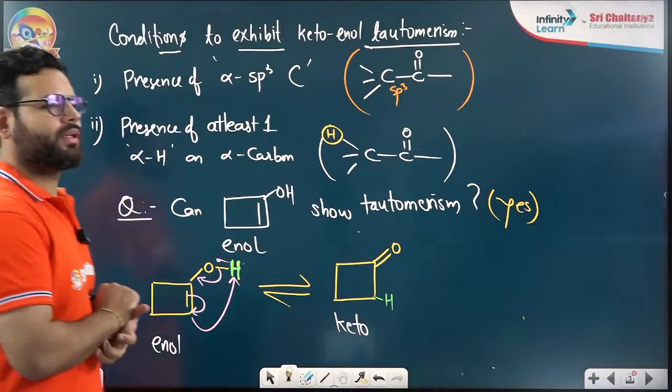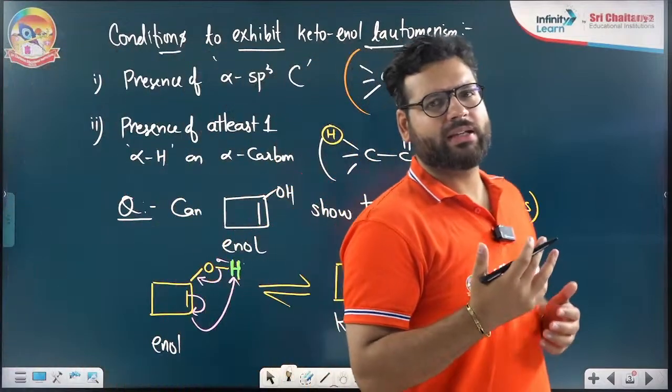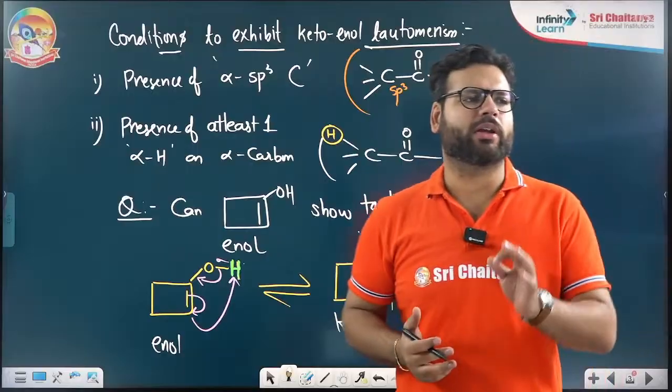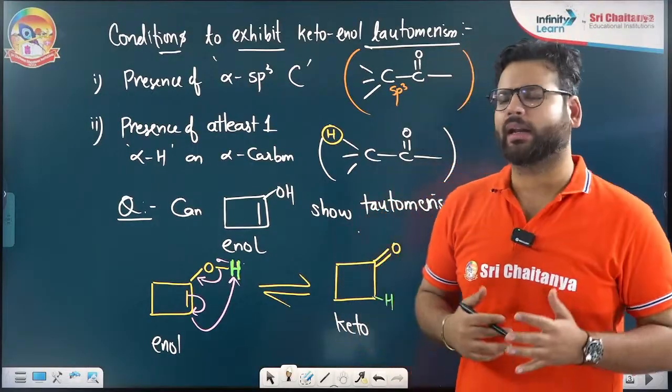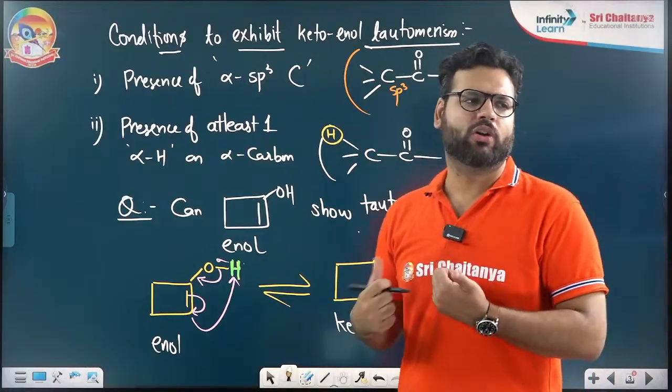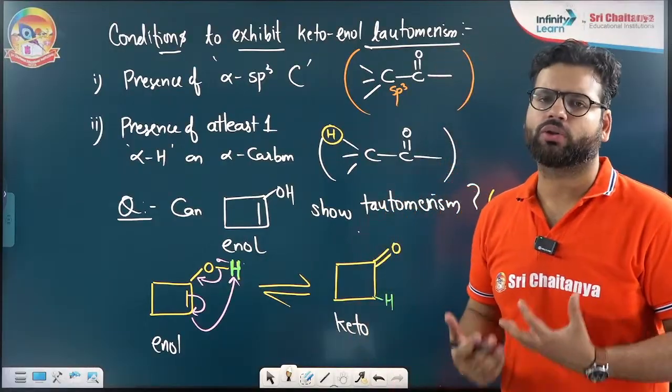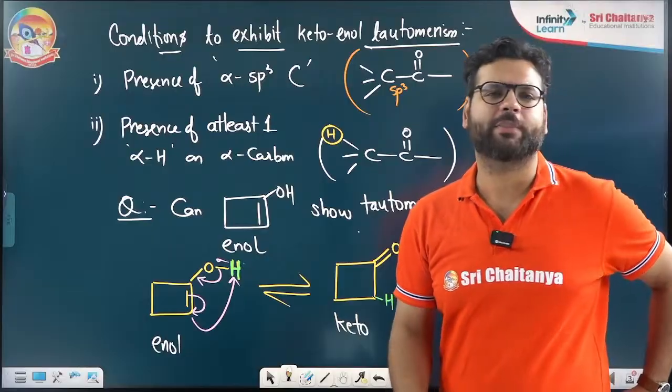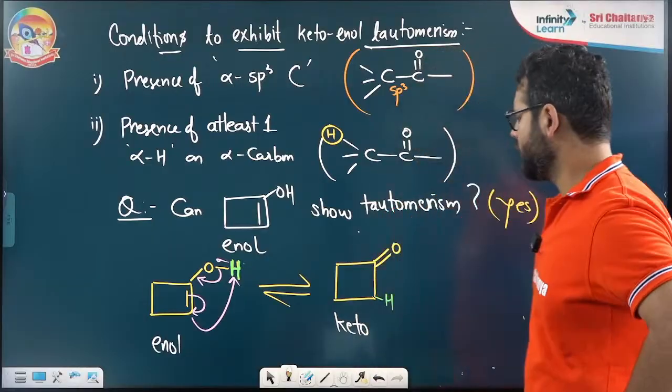Okay. So this is how keto-enol tautomerism can be checked. Now I'll write a few molecules. I want those who are in the class to tell me which of the following will show tautomerism and which will not show tautomerism. And some exceptions will come here.